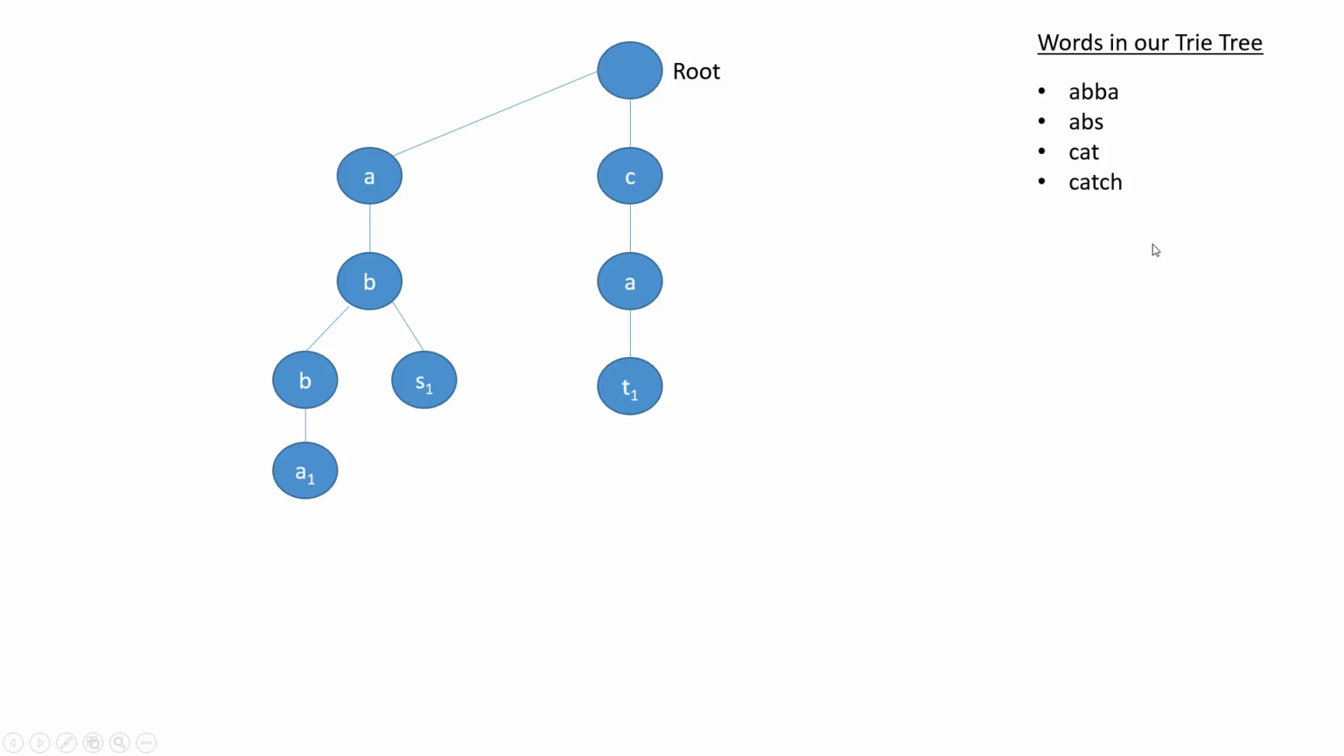Move on to the next word, catch. So we'll start with C, that's already in there. We'll go ahead and move to the next character, A. A is already in the trie under C. To the next character, T. T already exists. Move on to the next character, another C. So C becomes a child of T. The next character, H, becomes a child of C. Since H is the last node that makes up this word, we'll go ahead and put a subscript 1.